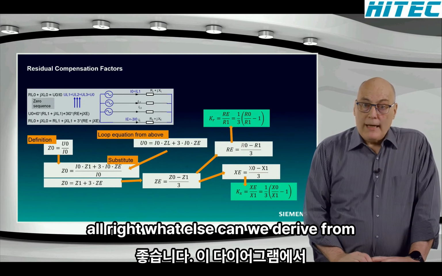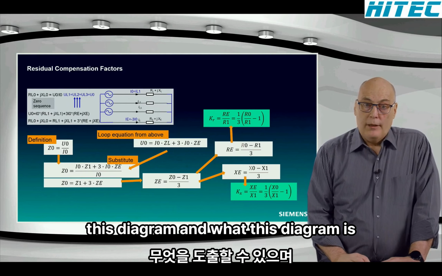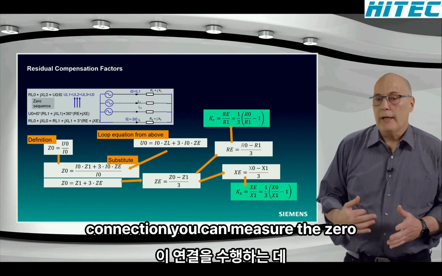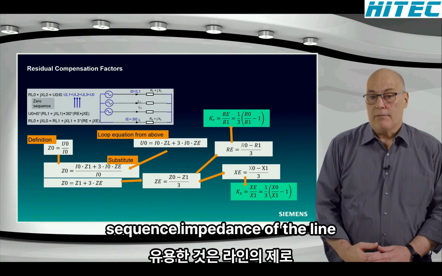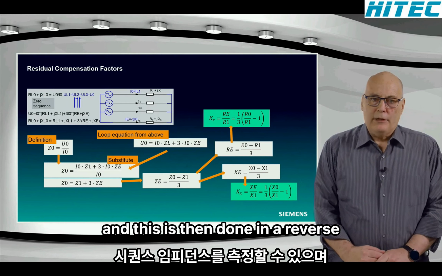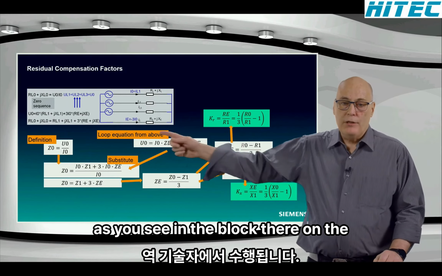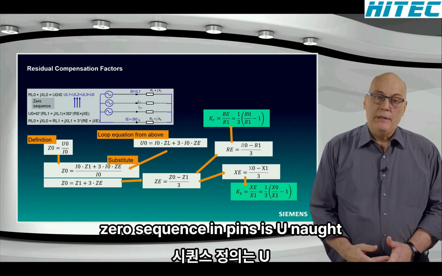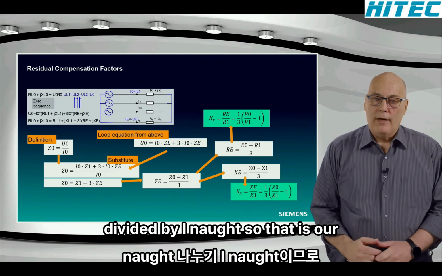All right, what else can we derive from this diagram and what is this diagram used for? Because with this diagram or this connection, you can measure the zero sequence impedance of the line. And this is then done in reverse, because you have a definition. As you see in the block there on the left, the definition of the zero sequence impedance is U0 divided by I0.